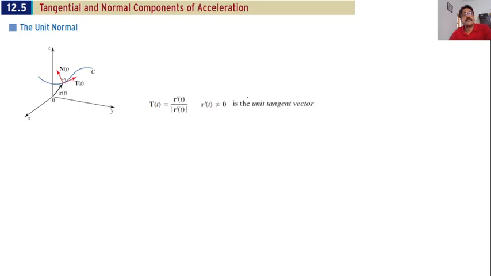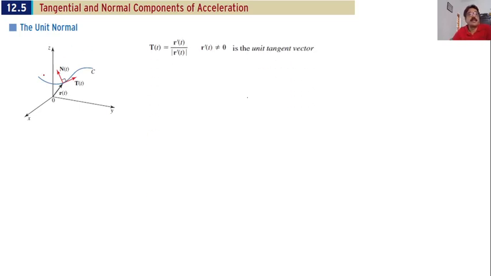Here we discuss the tangential and normal components of acceleration. Imagine an object is moving in space along a curve at any instant t. We know the unit tangent vector T(t) is given by r'(t) divided by modulus of r'(t). And the unit normal vector is the vector perpendicular to this tangent, which is given by T'(t) divided by modulus of T'(t), which is called the principal unit normal vector.